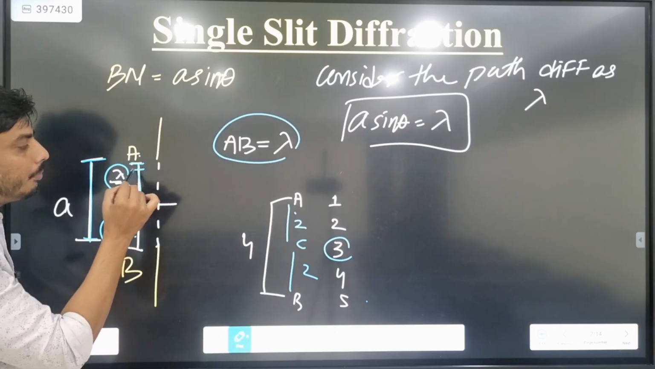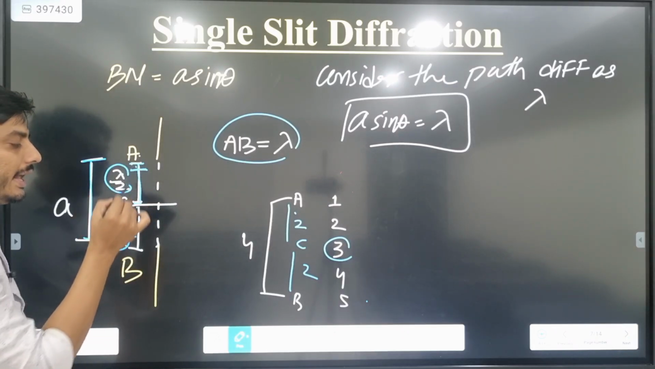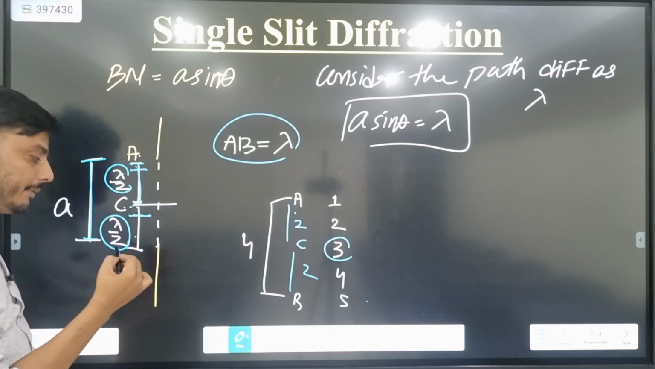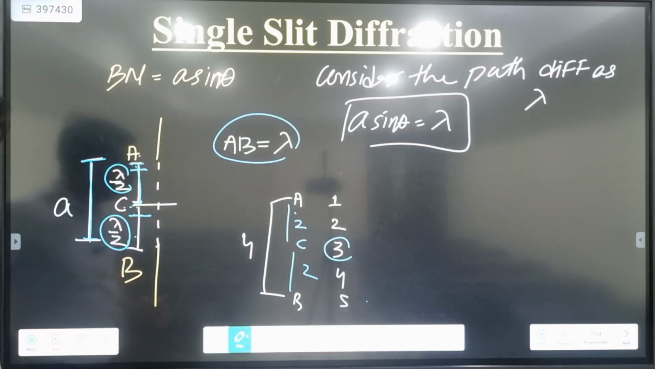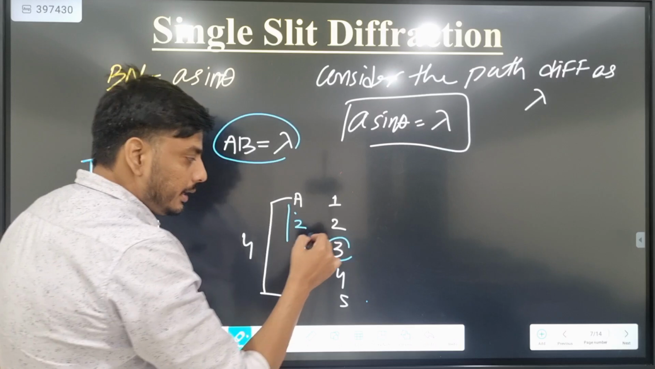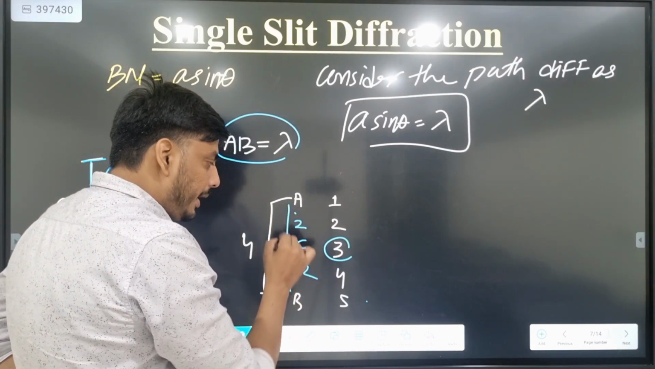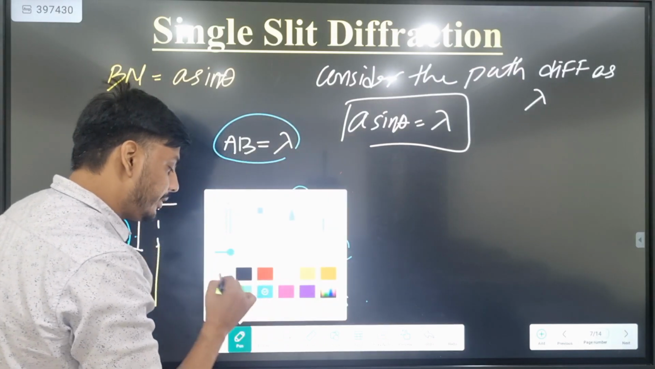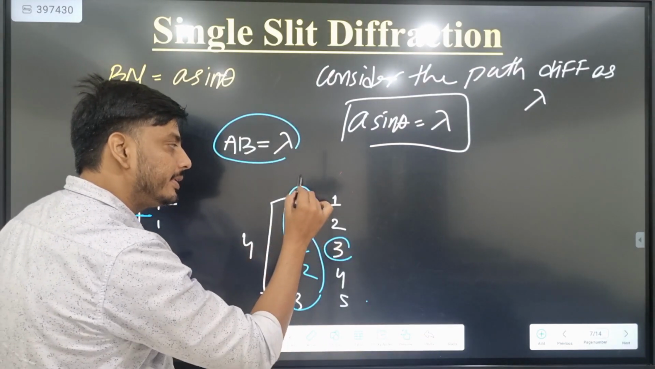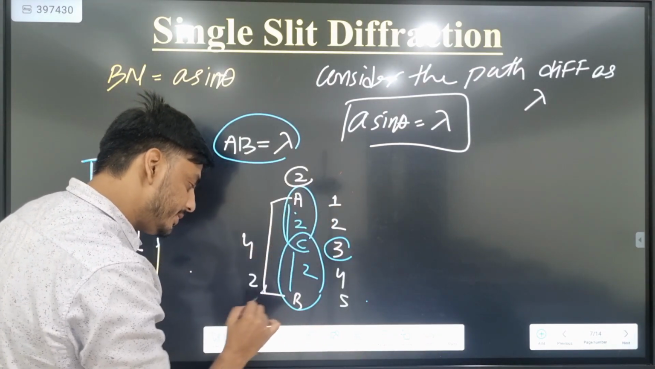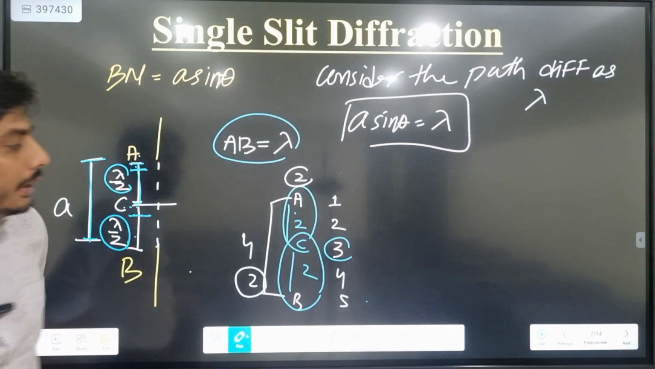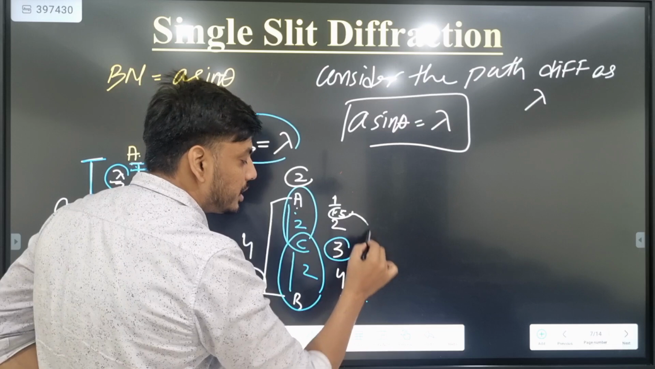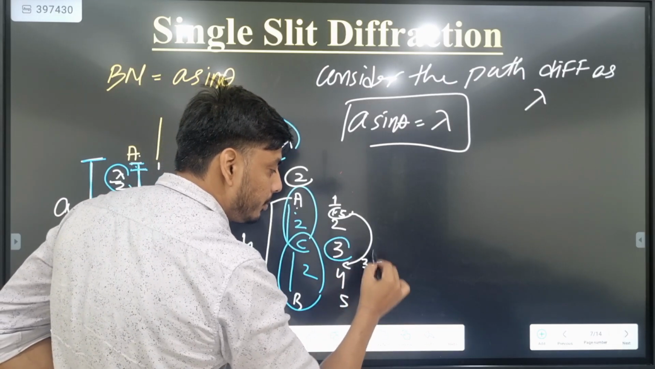Then for every point in the upper half, AC, there must be a corresponding point in the lower half, CB, where the path difference will be lambda by 2. If we consider the differences between A and C, and B and C, both are 2. Then there must be a point 1.5, and the corresponding point will be 3.5, where the difference is 2.